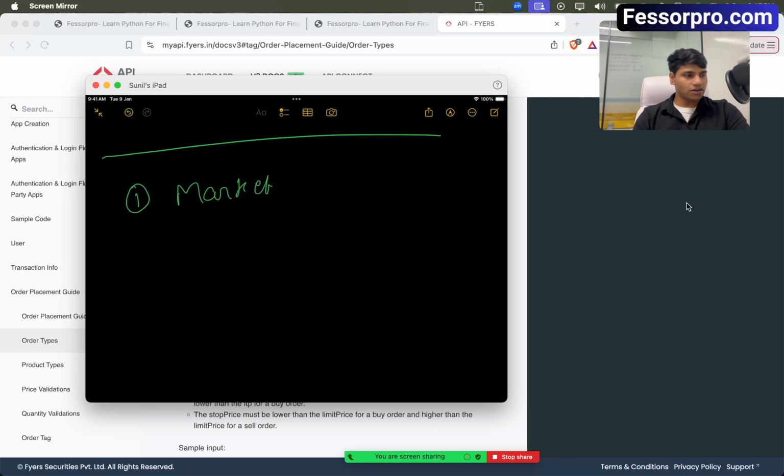Okay, so in a market order you don't have to worry about not getting filled, right? So this is the first thing. Then the second is limit order. Now limit order is what most of the traders will use. What do we do in a limit order? In a limit order we specify a price, and at that price only we want to get filled.